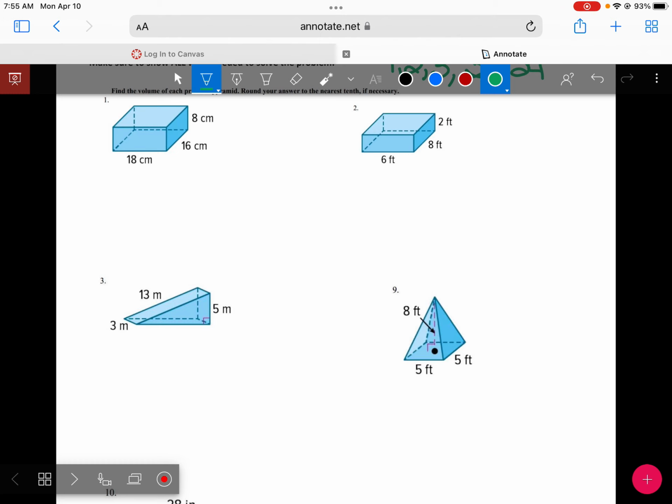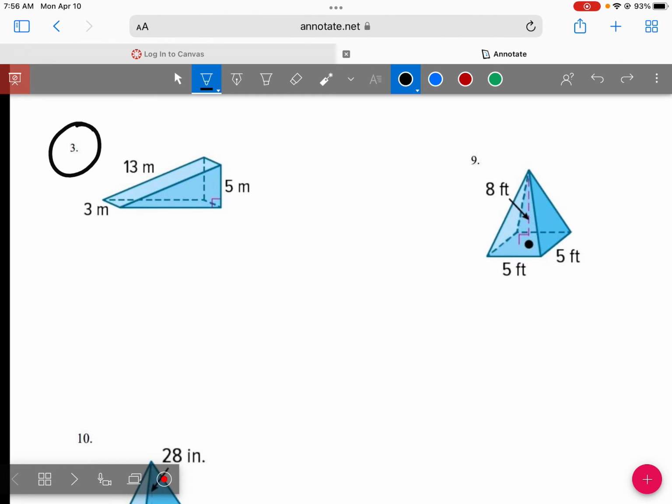All right, and I am helping you with number 3. So volume is area of the base times the height. Guys, heads up. Come on. Let's go. Jeremiah, heads up.